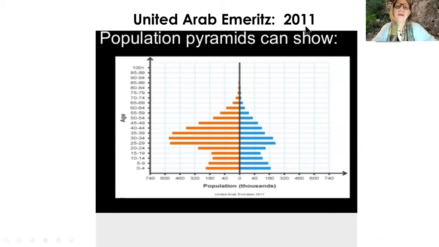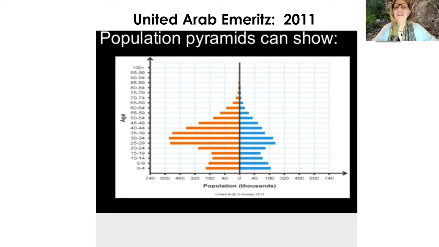The United Arab Emirates in 2011, their population pyramid looked like this. Remember, this is female and this is male, and holy smokes, working age males, they have a ton of them. Now, they don't have quite the problem that we have, but they certainly have come up with a solution.